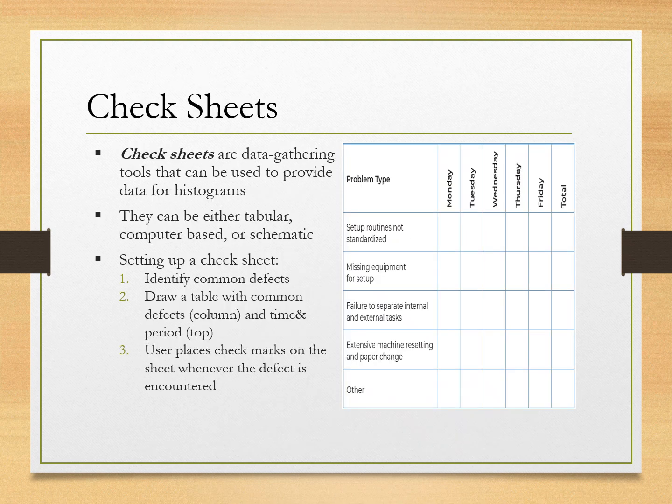Check sheets are simple data gathering tools providing structured forms for recording information in real time. They can be tabular, computer-based, or schematic. To create one, first we need to identify defects to track, draw a table with defects in rows and time period in columns, and then mark occurrences. They provide the foundation for data-driven decisions.